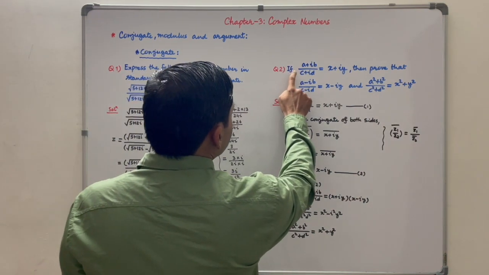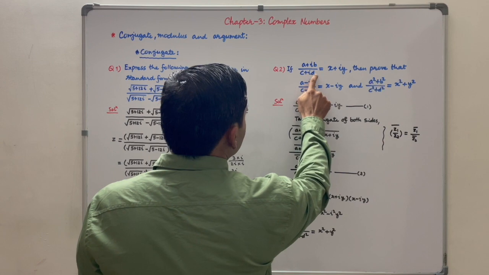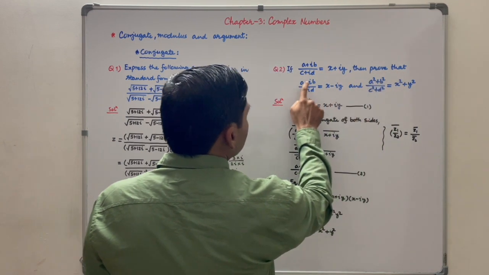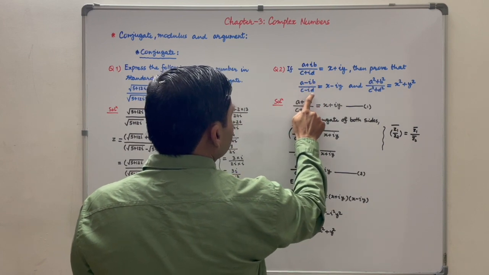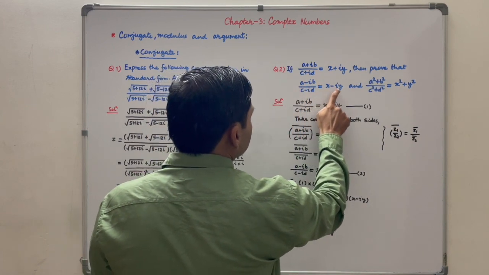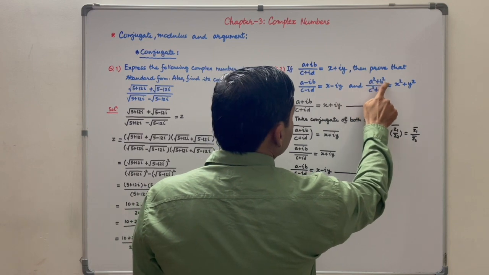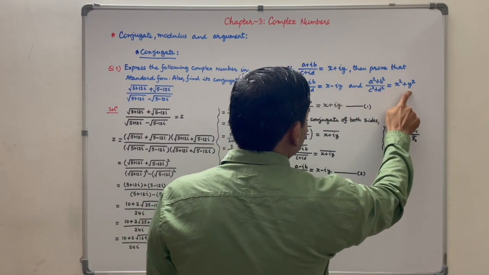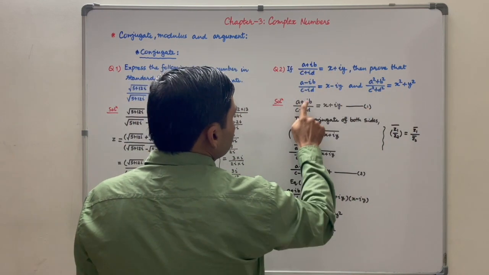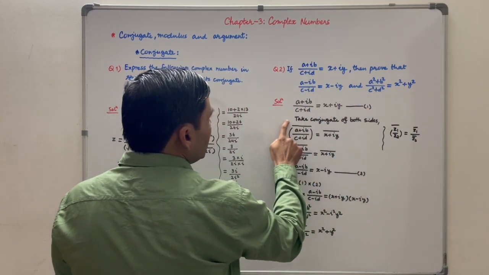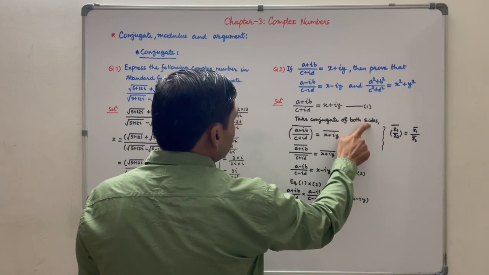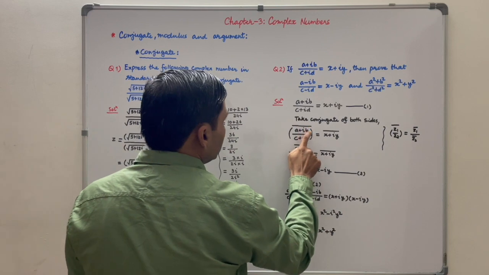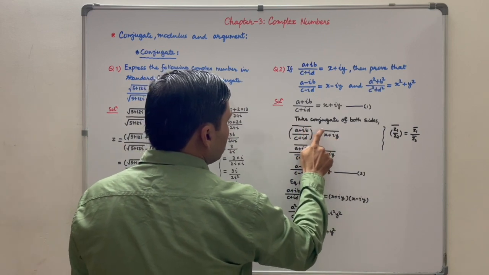Second question, if a plus ib upon c plus id is equal to x plus iy, then prove that a minus ib upon c minus id is equal to x minus iy, and a square plus b square upon c square plus d square is equal to x square plus y square. Suppose this is equation number 1. Take conjugate of both the sides. So we can write a plus ib upon c plus id whole bar is equal to x plus iy whole bar.